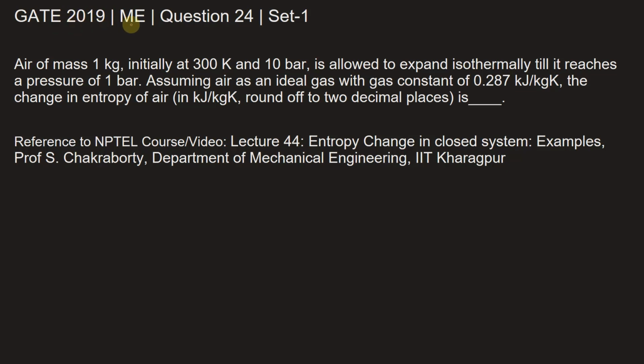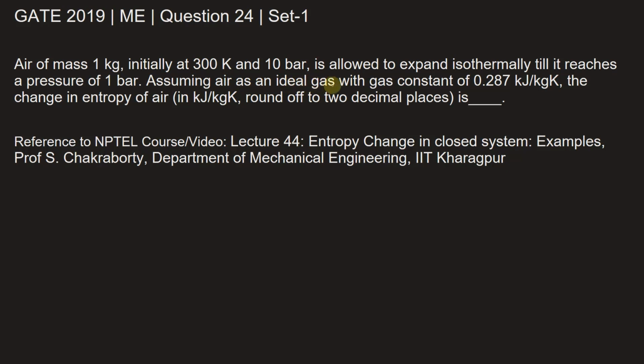This question is from GATE Mechanical Engineering 2019. This is question number 24 of set 1. The question is, air of mass 1 kg initially at 300 Kelvin and 10 bar pressure is allowed to expand isothermally till it reaches a pressure of 1 bar.